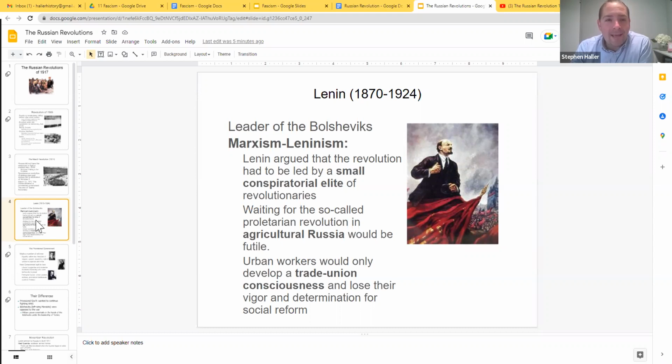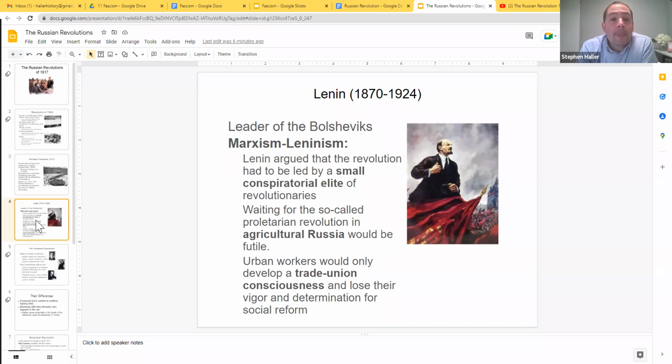So they get Vladimir Lenin to go on a train, and he takes the train from Switzerland through Germany into St. Petersburg to help stir up this revolution. So it's important for you to be aware here, right? The German government is paying for this Russian revolutionary to be returned to Russia, right? Kind of interesting.